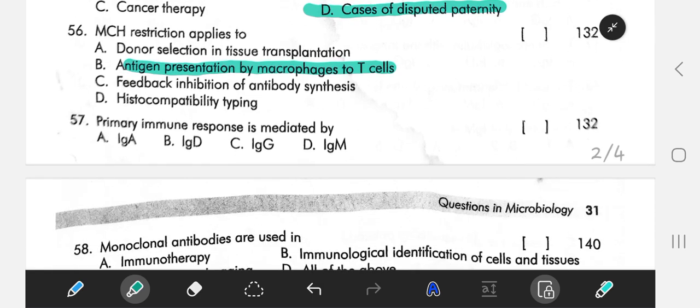Question number 57. Primary immune response is mediated by option A. IgA, B. IgD, C. IgG, D. IgM. Answer will be D. Immunoglobulin M.